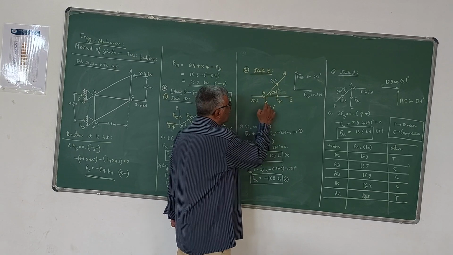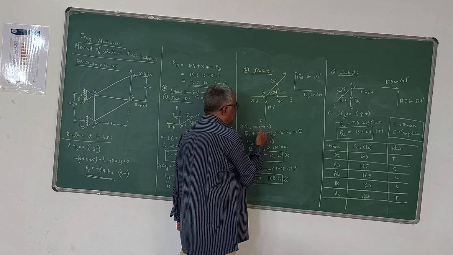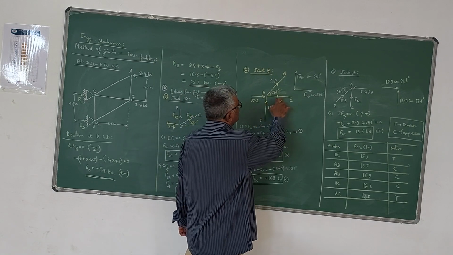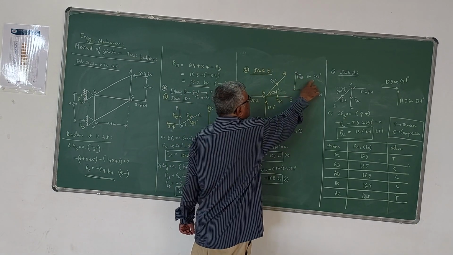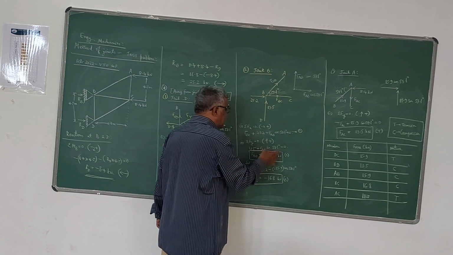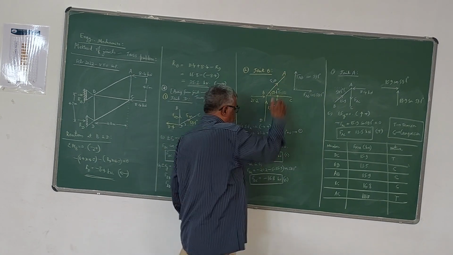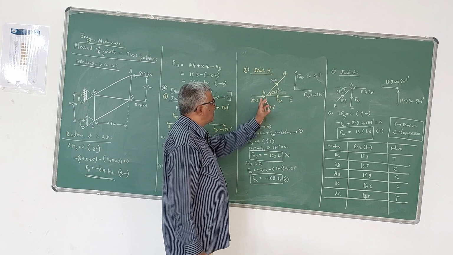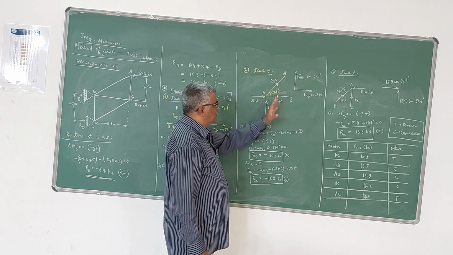It is compression force towards the joint and sign convention is upwards, therefore 13.5 is positive, and along with that we have to take this one, FAB sin 58.1 degree, that is also positive because it's acting upwards, is equal to 0. Only two forces are there. So at this joint B we have to take the reaction and these forces.